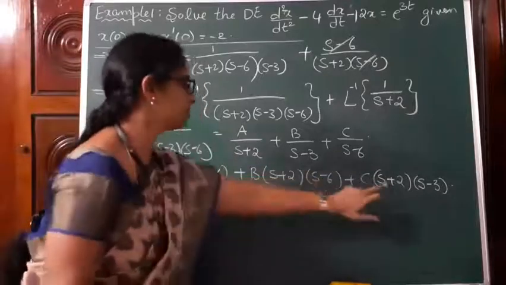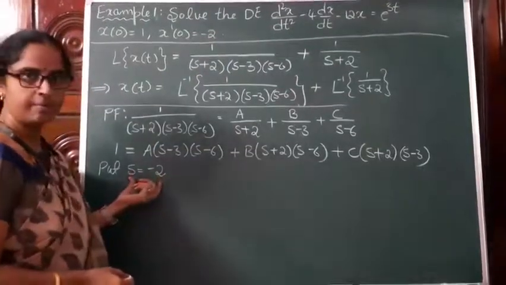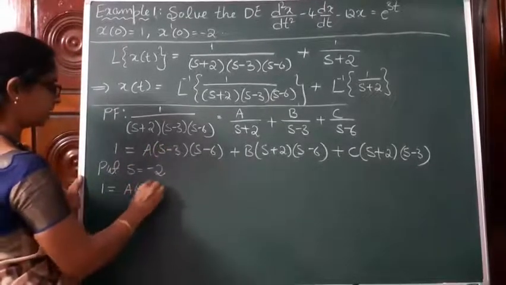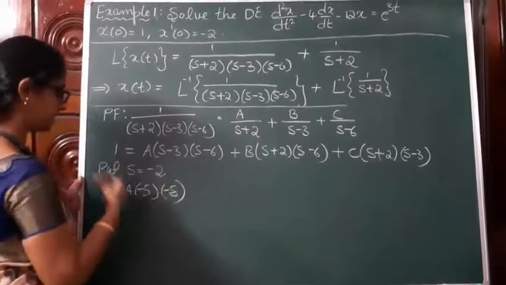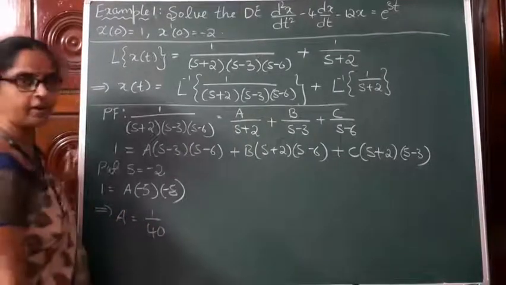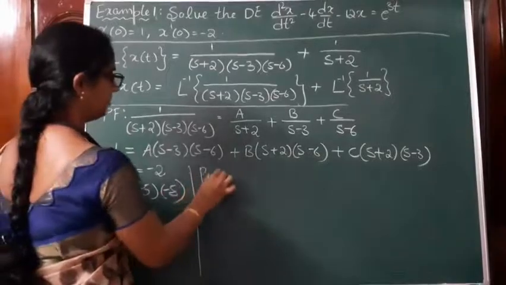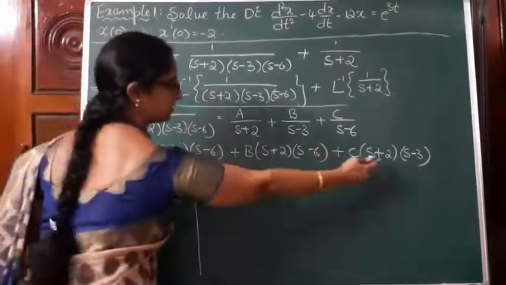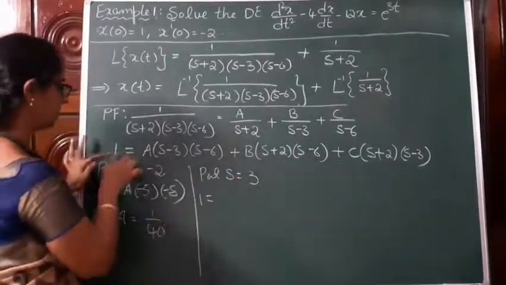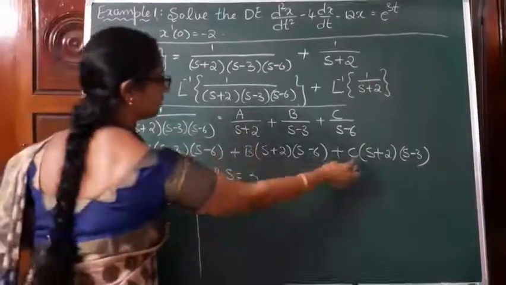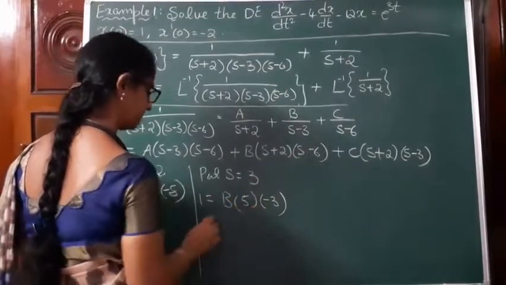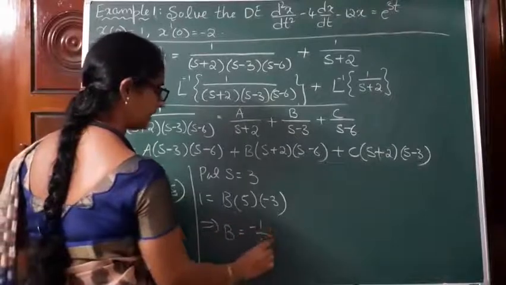Now to find the value of A, we take s equal to minus 2 because s plus 2 is common. So we put s equal to minus 2. 1 is equal to A into minus 2 minus 3, which is minus 5, into minus 2 minus 6, which is minus 8, and those two terms become 0. So from this, what is A? A is equal to 1 by 40. Similarly, to find B, we put s equal to 3, so that these two terms are 0. Then we get 1 on this side, B into 5 into 3 minus 6, which is minus 3. Therefore B is equal to minus 1 by 15.